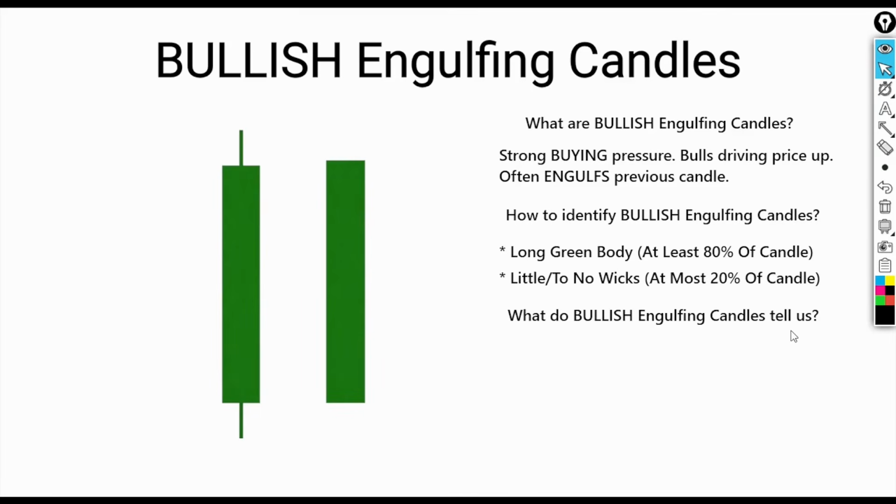Now, from the get-go, with bullish engulfing candles, we can pick up that there is buyer dominance. In the very first point, when we discussed exactly what bullish engulfing candles are, we know that there is strong buying pressure. The bulls are in control, driving the price up. We've got a long green body telling us that there is buyer dominance. Okay, so what else do bullish engulfing candles tell us? That there is very likely to be a continuation in the anticipated direction. Now, what exactly does that mean?